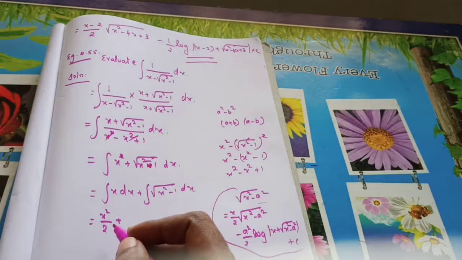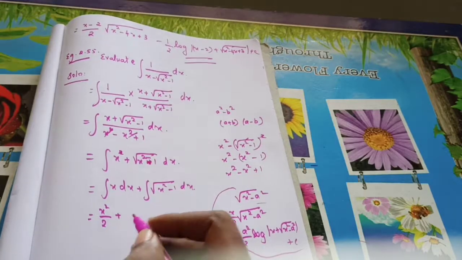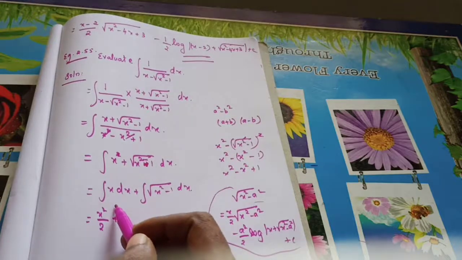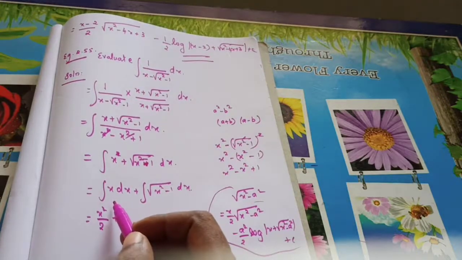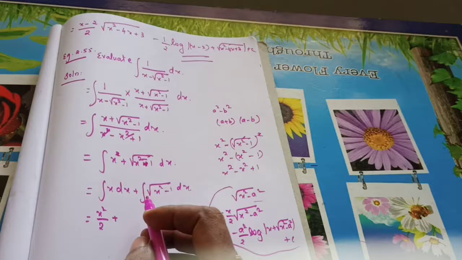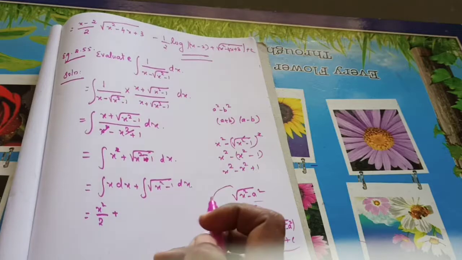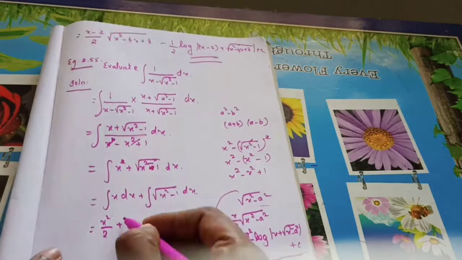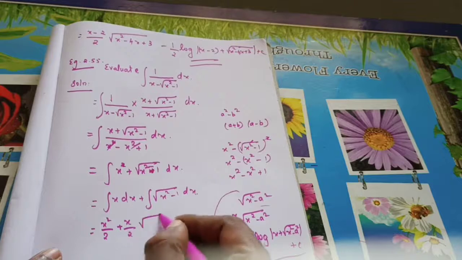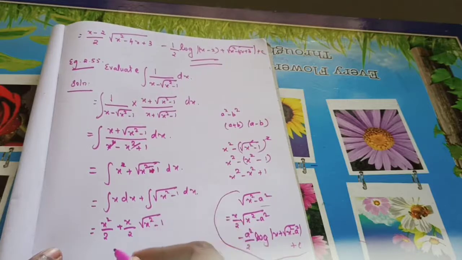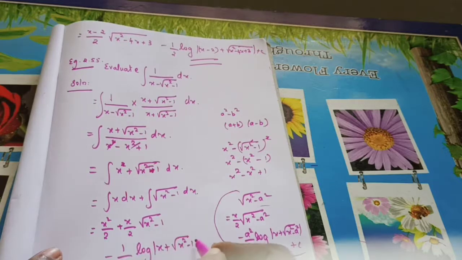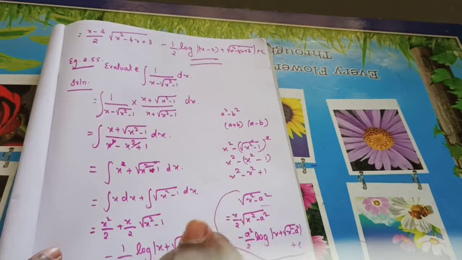So now let's apply this formula here. The integral of x is x square by 2, that is x power n plus 1 divided by n plus 1. Plus x by 2 square root of x square minus 1, minus 1 by 2 log of modulus of x plus square root of x square minus 1, plus c. This is the answer. Got it?